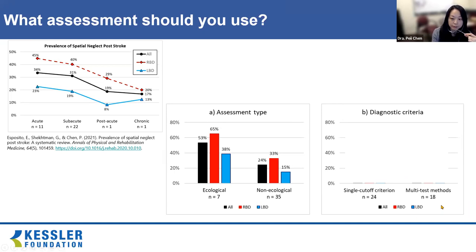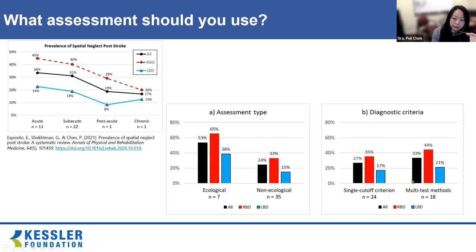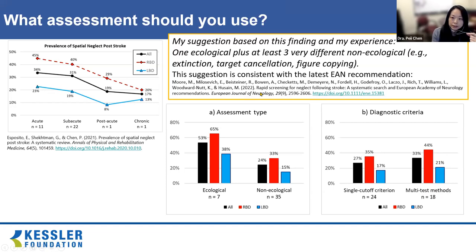And this multi-test method has become more and more popular in the research community. So as you can see, for studies using this multi-test method, they detect slightly more patients who have spatial neglect than studies that use single cutoff criteria. So based on these findings and my own experience, I suggest that you should use one ecological test. If you know more, if you like CBS, if you like KF-NAP, you can use that, plus at least three very different non-ecological tests, such as extinction, target cancellation, and figure copying.